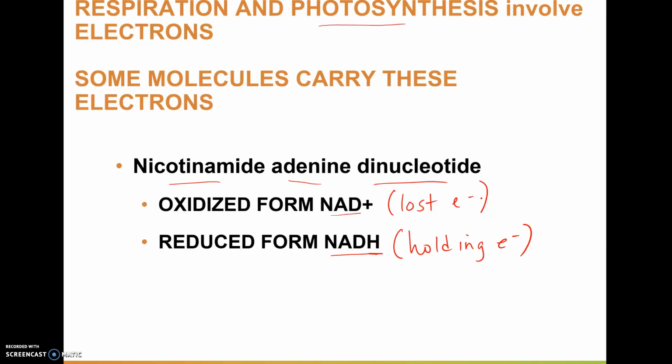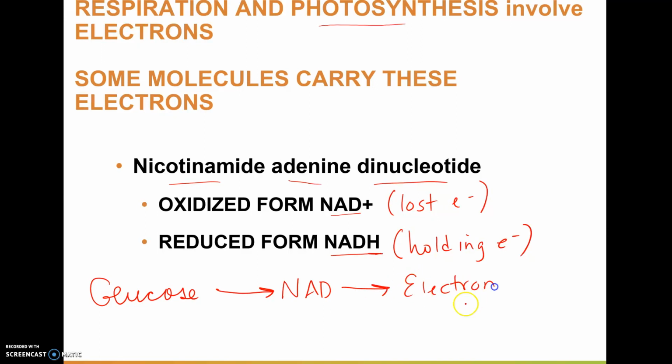Again, this is a process of taking electrons from glucose, bringing them using NAD into the electron transport chain, which you will see much more about in chapter 9.